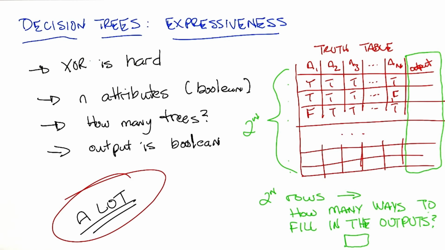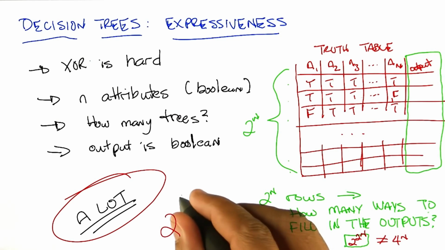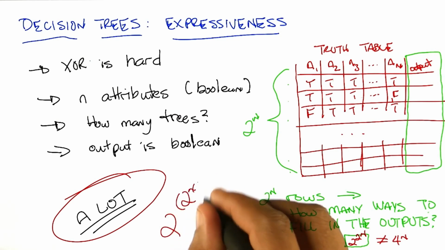And in general, it's 2 to the number of positions. But here the number of positions is 2 to the n. So it ought to be 2 to the 2 to the n. Which, is that the same as 4 to the n? No. Okay. But you're right. It's 2 to the 2 to the n. So it's a double exponential. And it's not the same thing as 4 to the n. It's actually 2 to the 2 to the n.